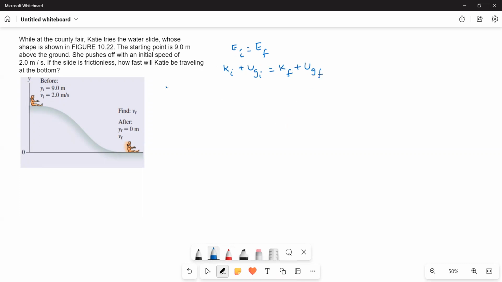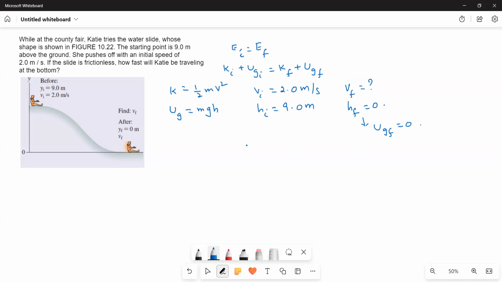Okay. And now we know K is equal to half mv square, and then Ug is equal to mgh. Here we have initial velocity is equal to 2 meters per second, and then initial height is equal to 9 meters. And then V final we have to find out. And then H final is equal to 0. Therefore, H final is equal to 0 means Ugf is equal to 0.